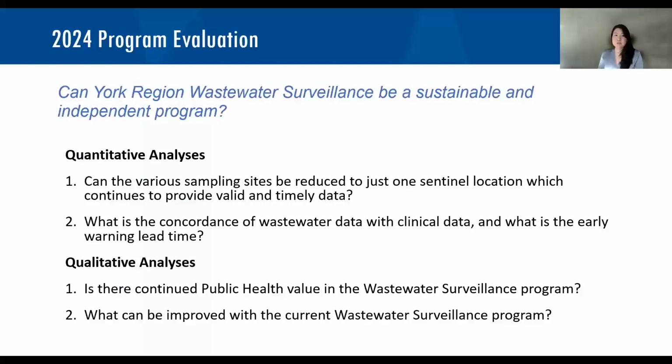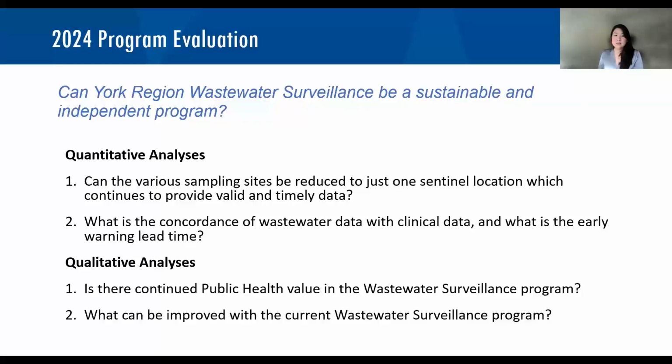Initially, we wanted to evaluate whether our 3 Tier A, B, and C sites might be reduced to a single site. Through quantitative analysis, we wanted to know which was our best site, and if this site could be reviewed across the 3 respiratory surveillance targets and prioritized for both early warning and concordance with clinical data.